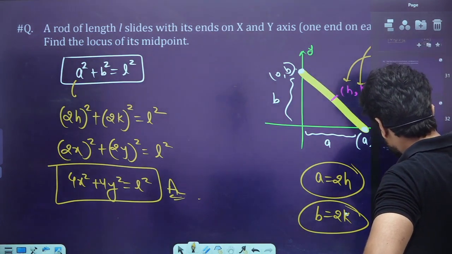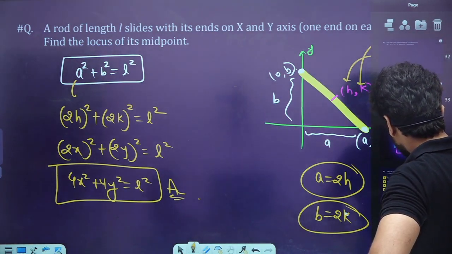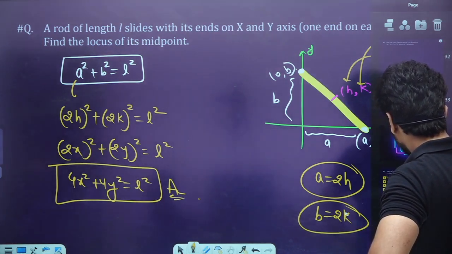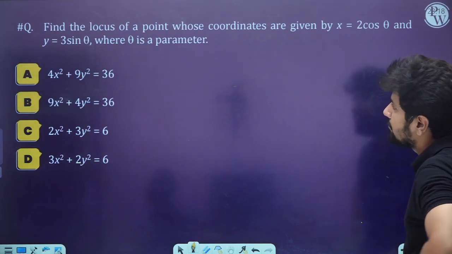So I hope you got the idea of what the locus is, and how we get the equation of a locus. Now, one last question for this session.